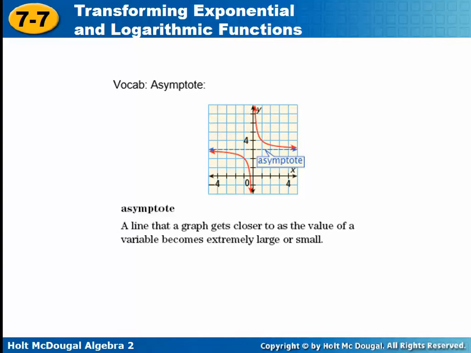Asymptotes. We've talked about this a little bit before, but we need to make note of it, especially for this lesson, because if you're asked to graph and describe, the asymptote is a line that the graph gets closer to as the value becomes really big or really small. So on this one, as the graph goes this way, it's approaching this line x equals 3. And as it gets really small, it's approaching x equals 3. The graph will never reach that value. It'll just get really close to it and stay really close to it.